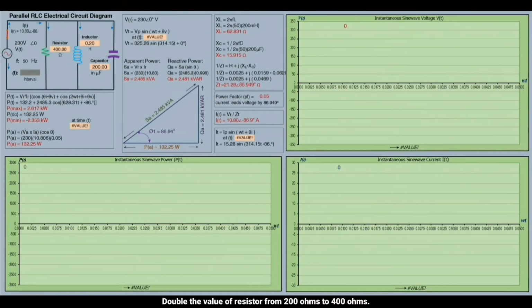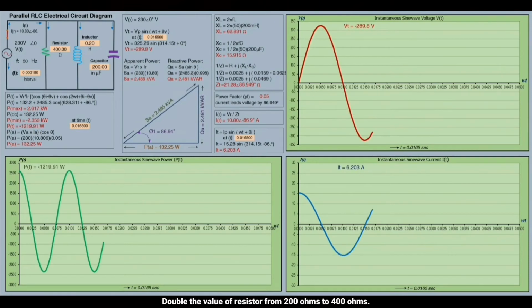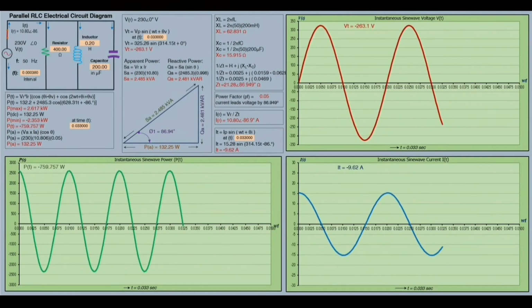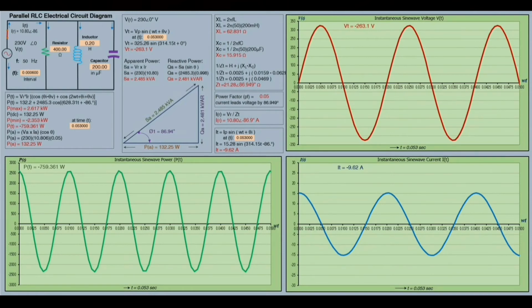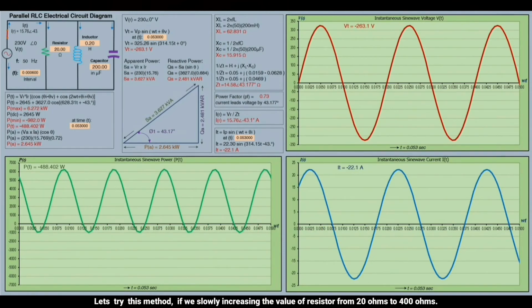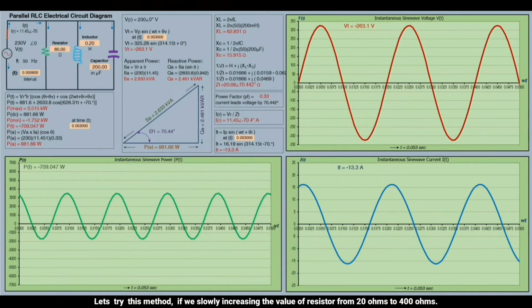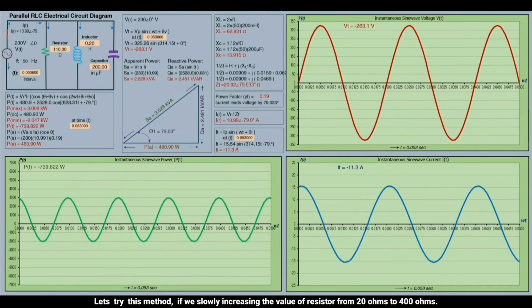Double the value of resistor from 200 ohms to 400 ohms. Please observe the result if you increase the load resistance. What will happen to the circuit? Let's try this method: slowly increase the value of resistor from 20 ohms to 400 ohms.